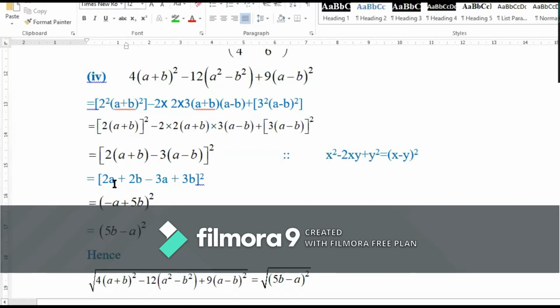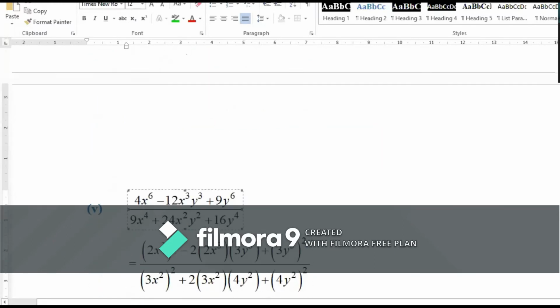So it will become a perfect whole square, and after the perfect completion of the whole square, you will start multiplying the terms, like 2a plus 2b minus 3a plus 3b, and its whole square will be as it is. And after the subtraction, 2a minus 3a will become minus a, and 2b plus 3b will become 5b. Either you can write it as it is, or you can further simplify it by writing (5b minus a) square.